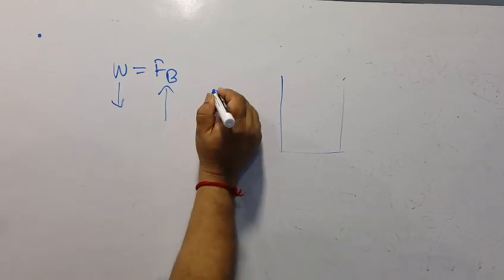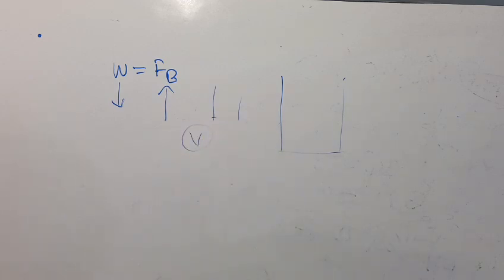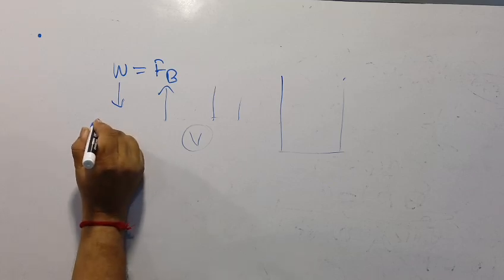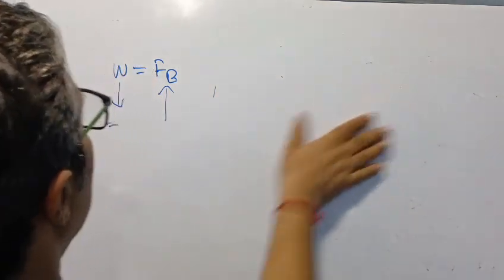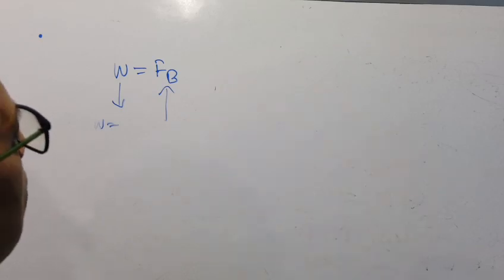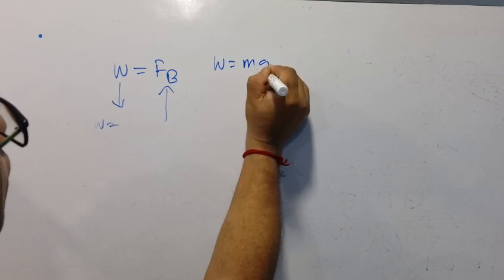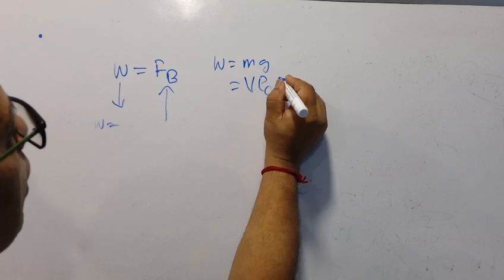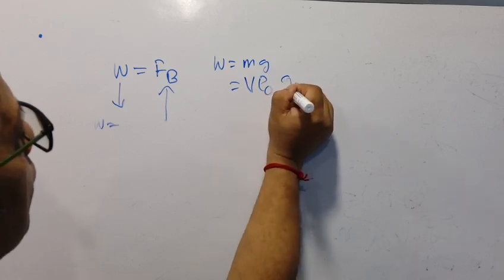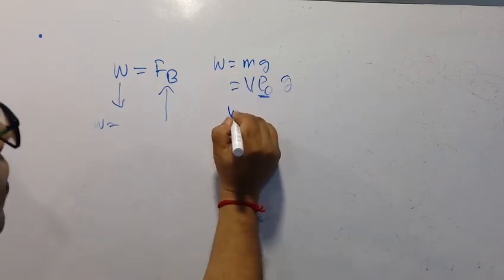If the total volume of the object is V here, what will be the mg of this object? W is equal to mg, so the total volume will be included here. So we can write the equation: W is equal to mg is equal to V, density of the object, which gives the mass, and then g. So V rho G. This rho is the density of the object. So W is equal to FB.